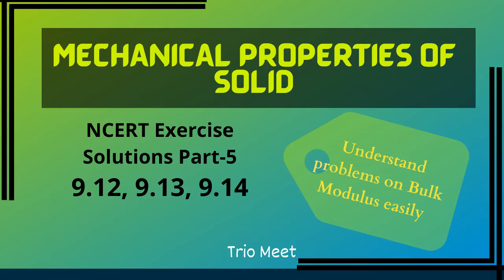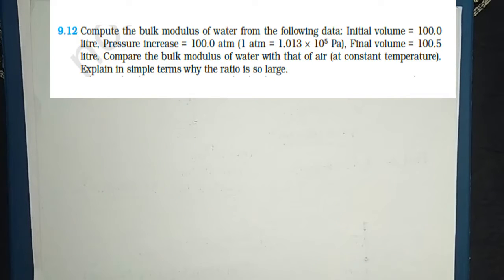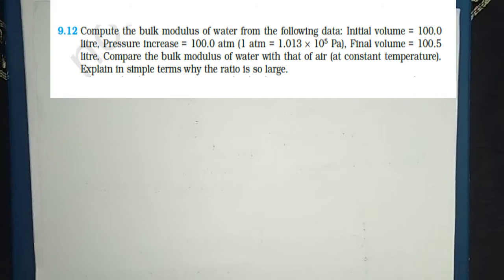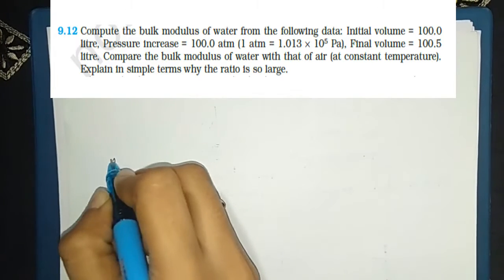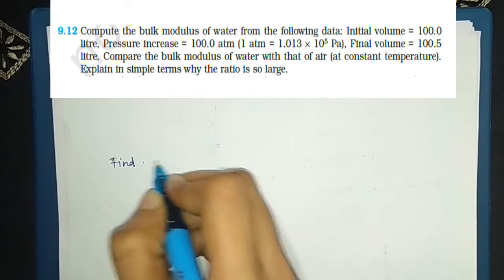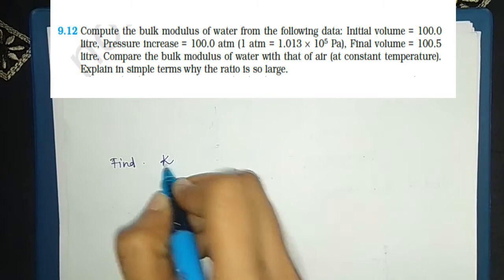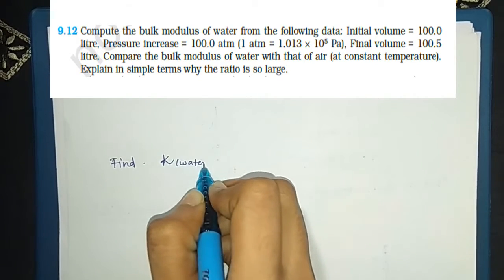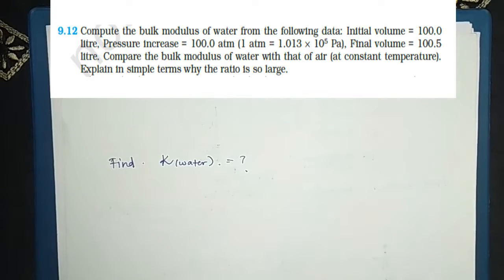Welcome all. Today I'll be discussing the exercise problems 9.12, 13 and 14 of the chapter Mechanical Properties of Solids. So let's get started. Problem 9.12 says: compute the bulk modulus of water from the following data. What we have to find is the bulk modulus of water, denoted by K for water.